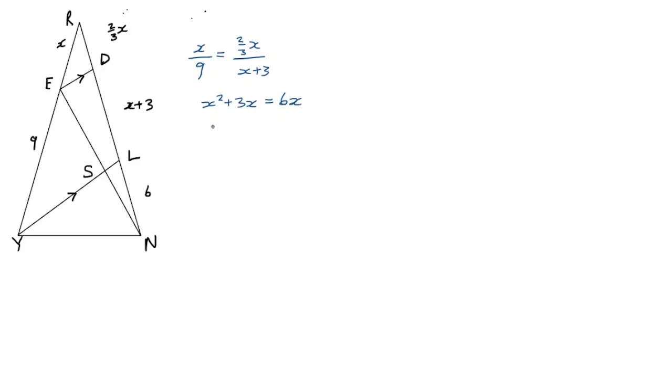And if I bring everything to one side, I end up with x squared minus 3x. So I'm going to factorize this. The letter in front of the bracket will always equal 0 or 3. It doesn't make sense for x to be 0 because that's the length of a line, so I'm going to exclude that one, and therefore x is 3. And if x is 3, then this side is 3 plus 3, which is 6. And so therefore L is the midpoint because it's 6 and 6.